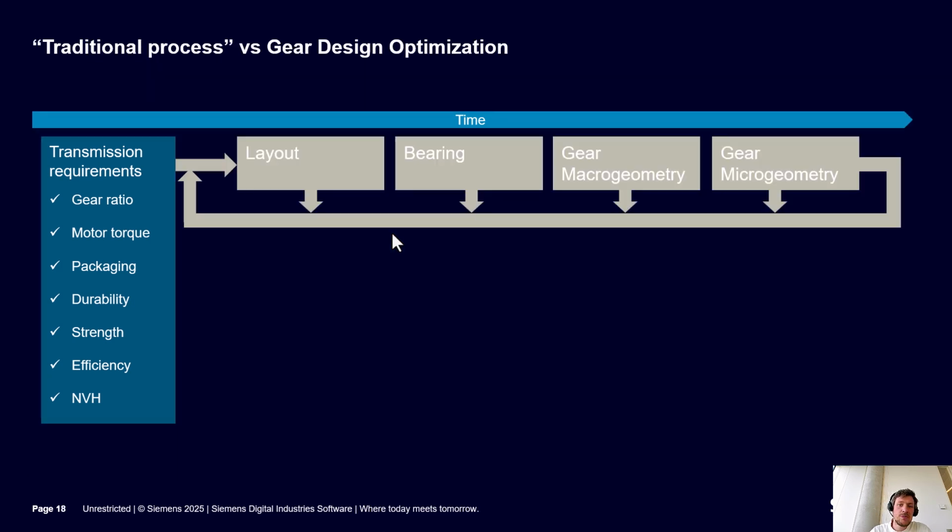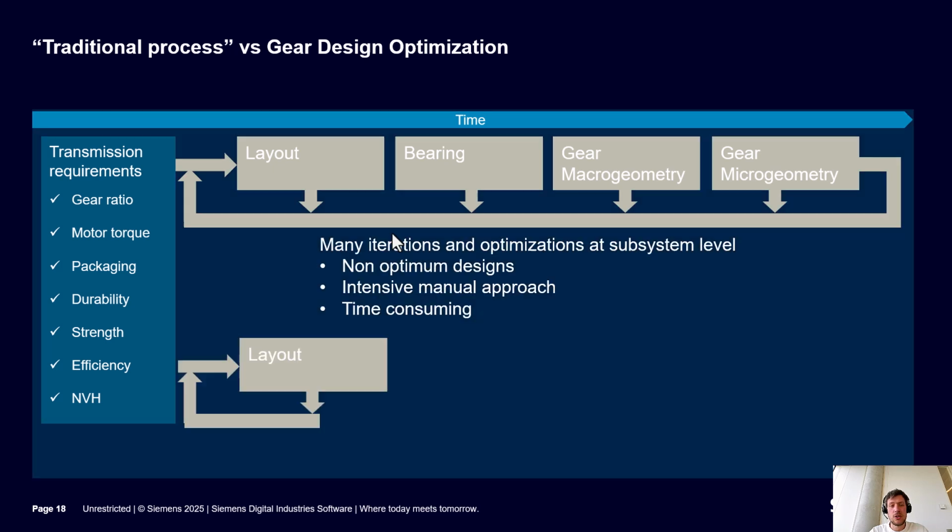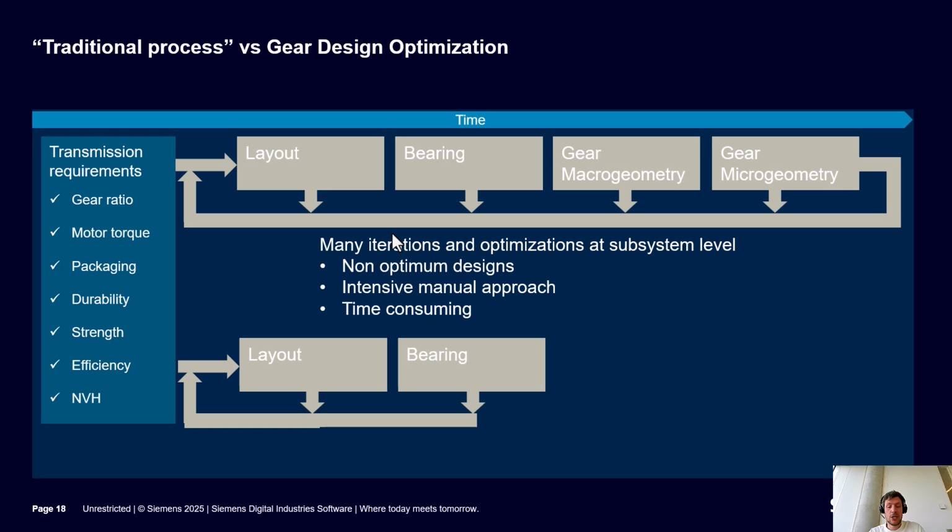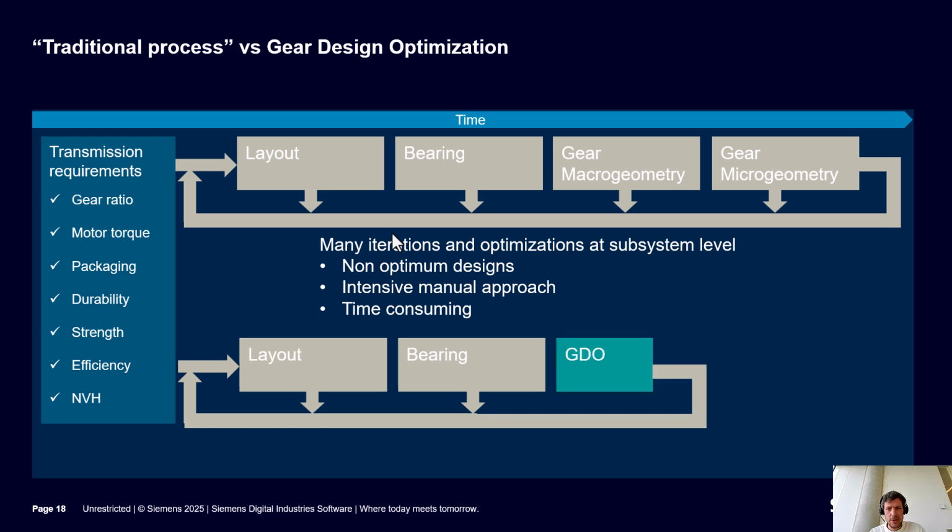And that is why with SimCenter tools, we would like to propose an alternative approach where typically you also start, let's say, from your layout and bearing optimization, but then you use a systematic approach to optimize both gear macro and micro geometry at the same time.